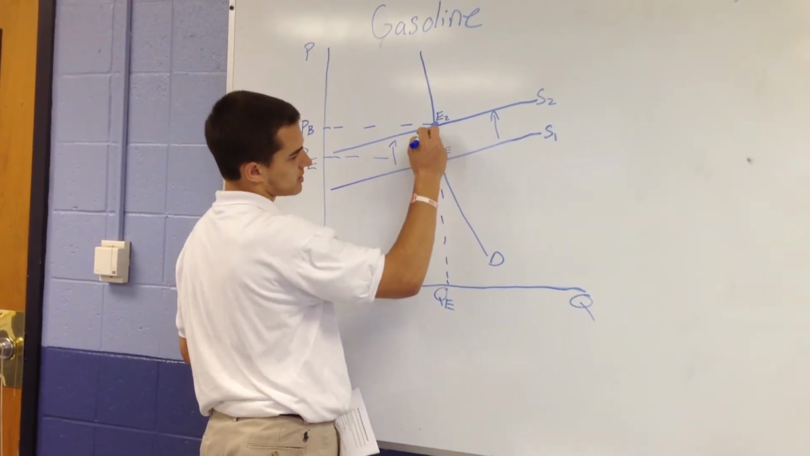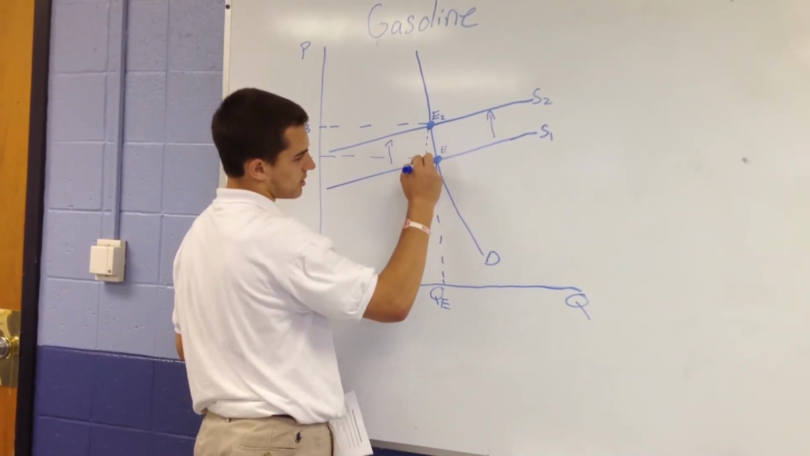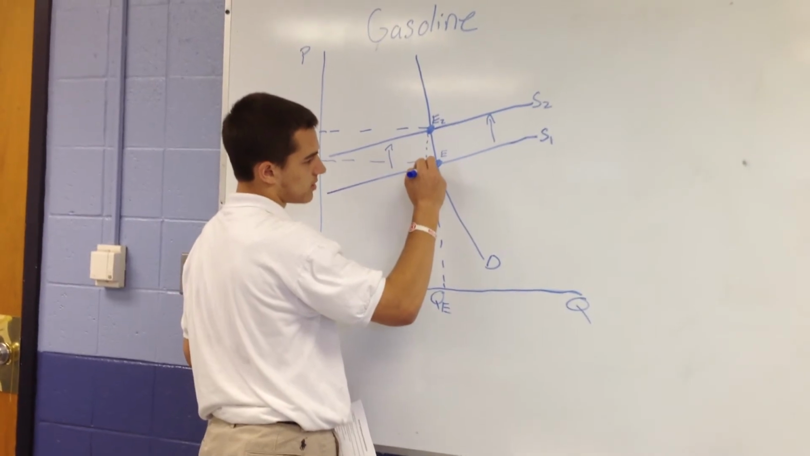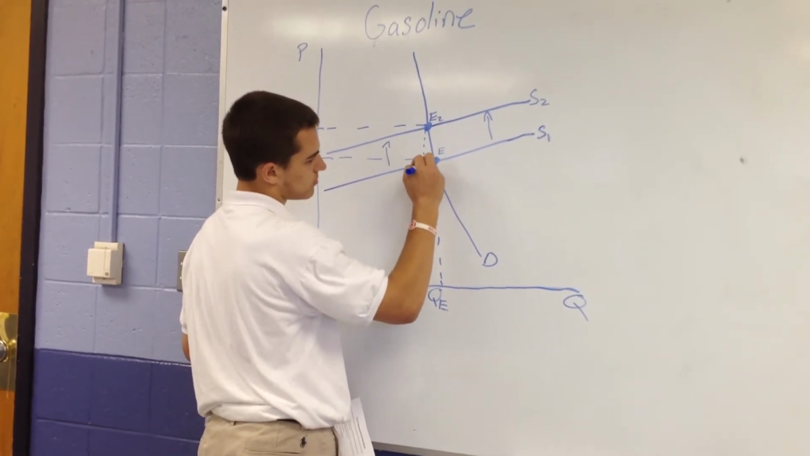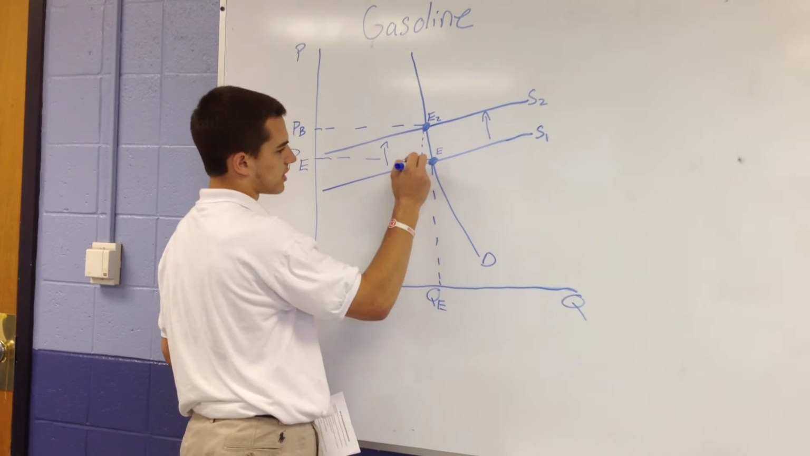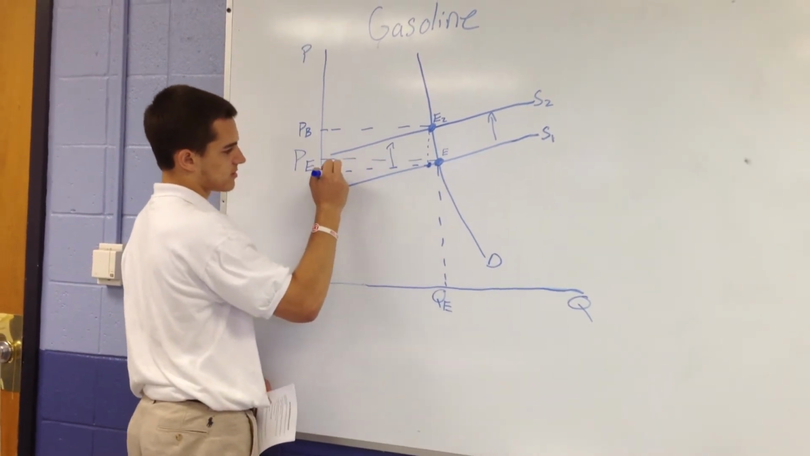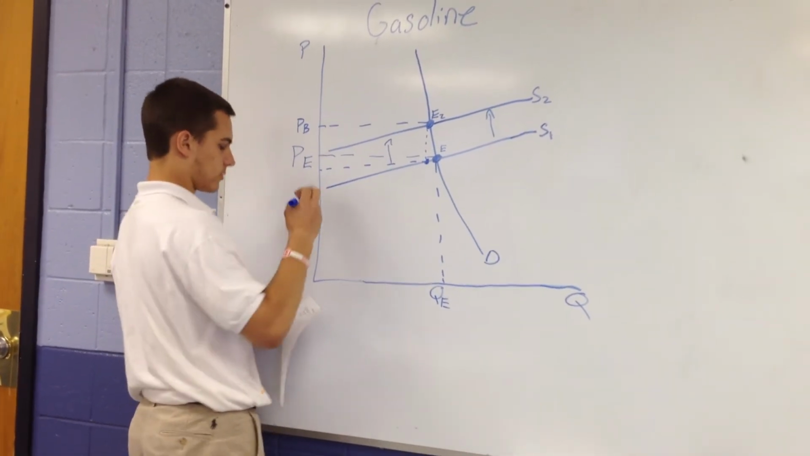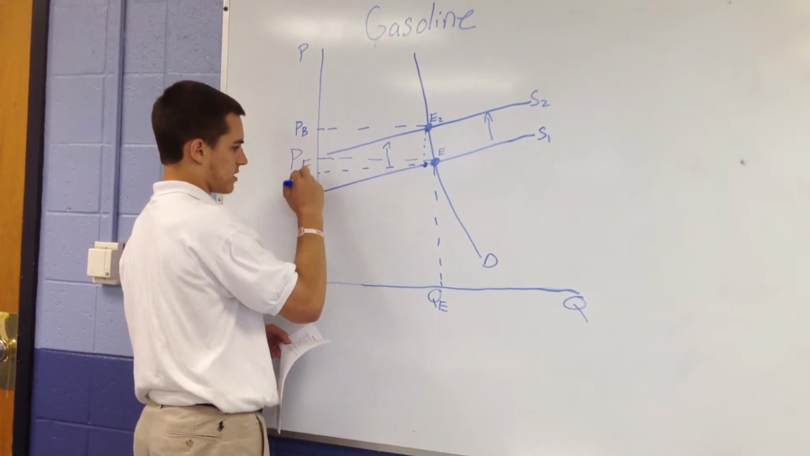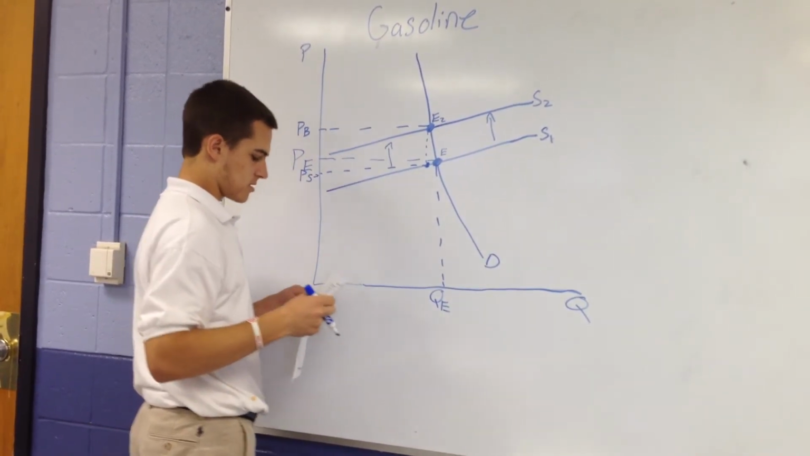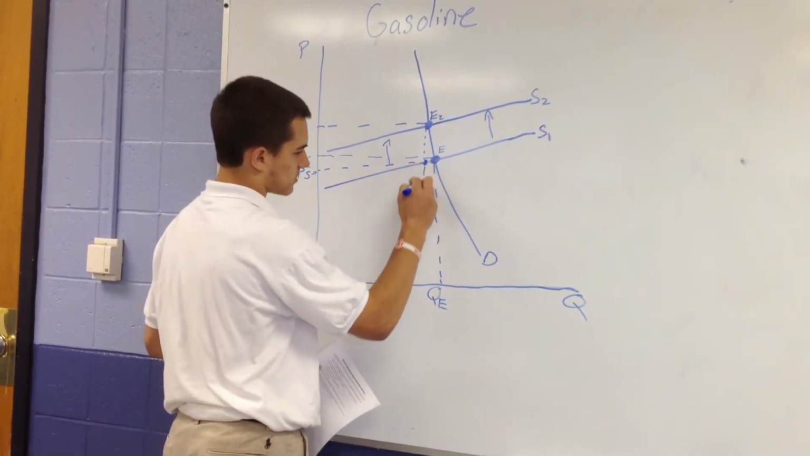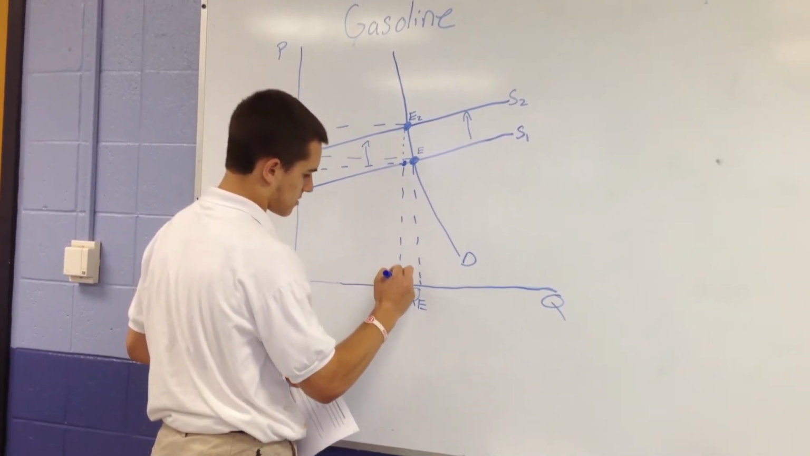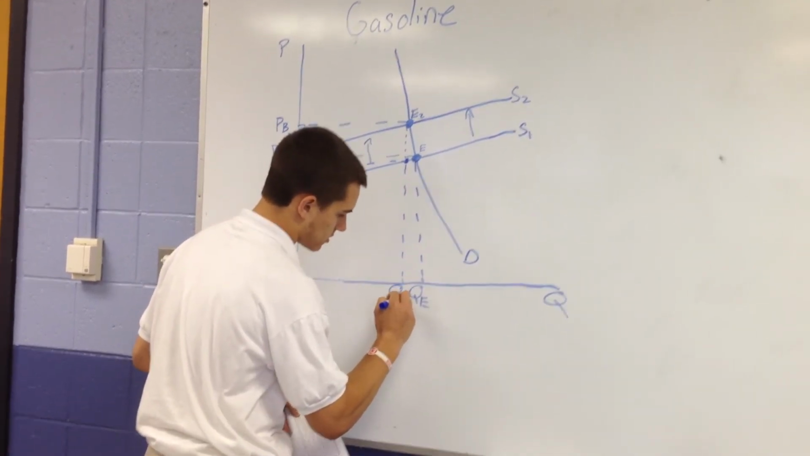So with your new price, it's going to come down here. This is the new price that the sellers will be receiving. Very good. Just below the old one, labeled PS. And then the quantity, if you just continue this down, will be QT.